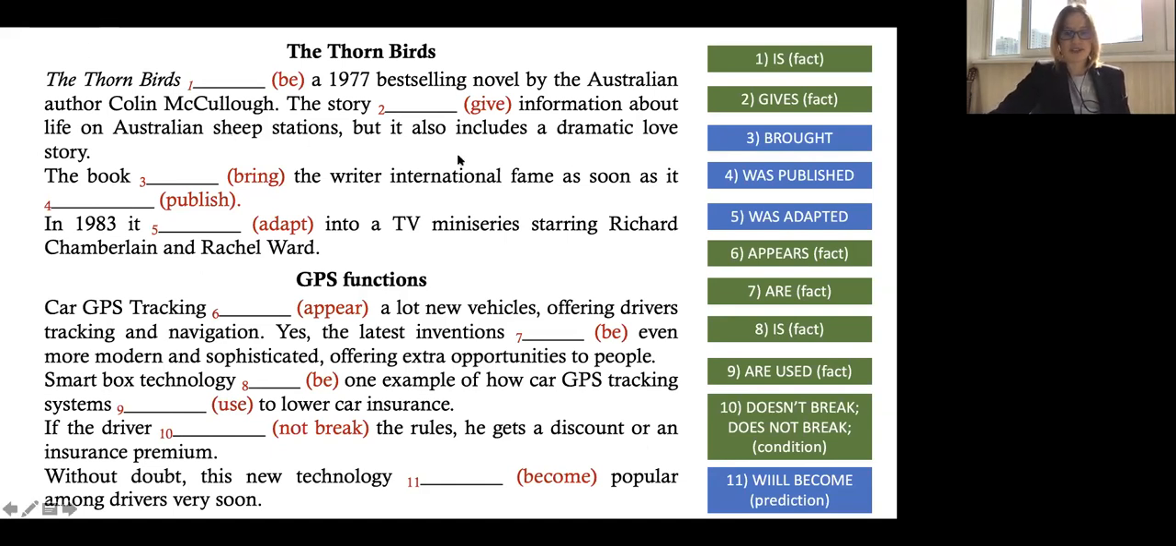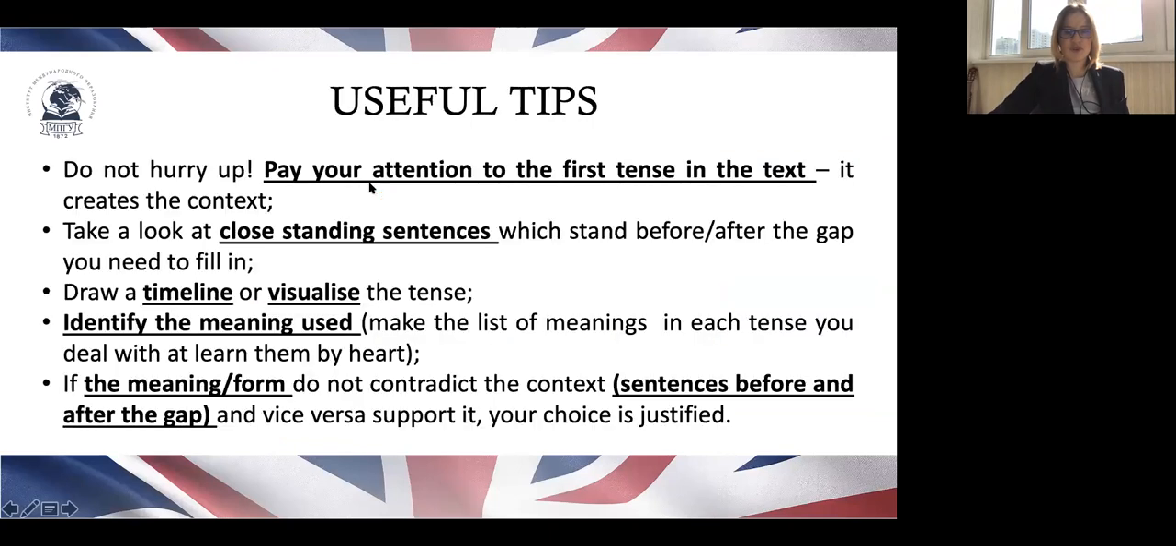Now, let's move on to useful tips. How can I help you with this grammar part? I can say that you should simply not hurry, because you should pay attention to the first tense, the first sentence that is used in the text. It creates the overall mood. It creates the overall choice of tenses in the context. The second tip is directly connected with taking a look at the previous sentence, at the following sentence, like the ones we did today actually, and think about the tense itself.